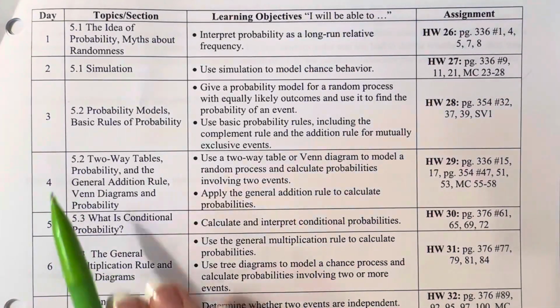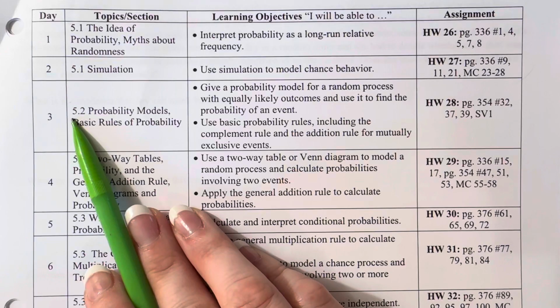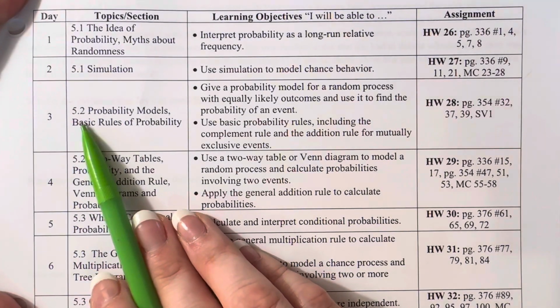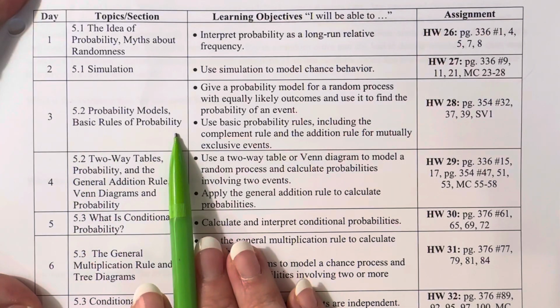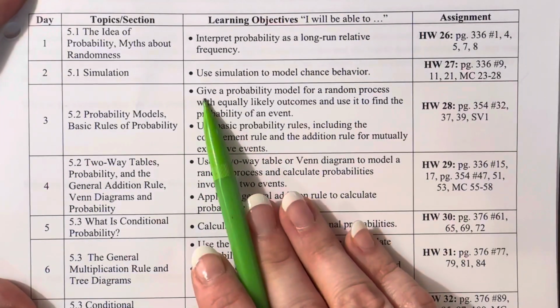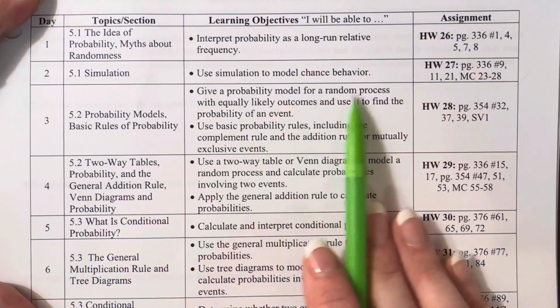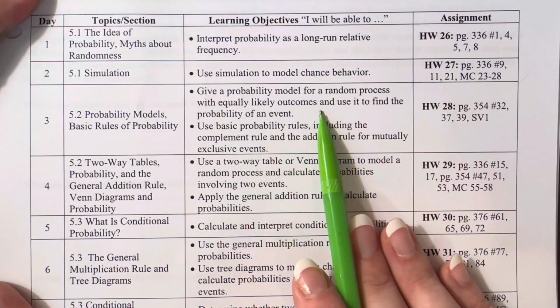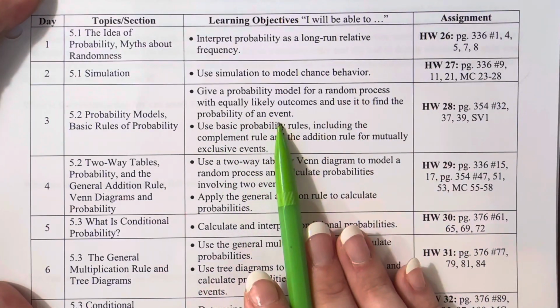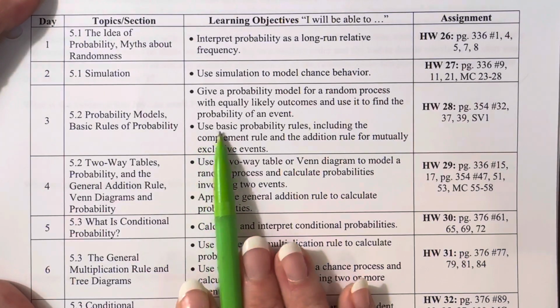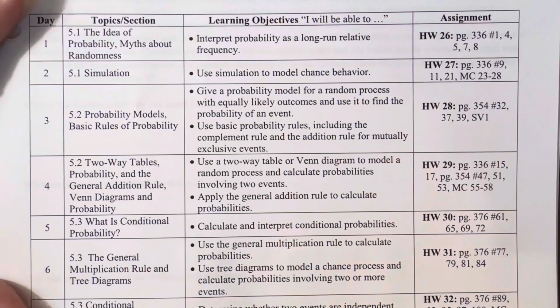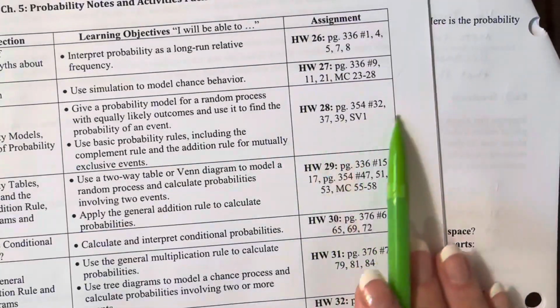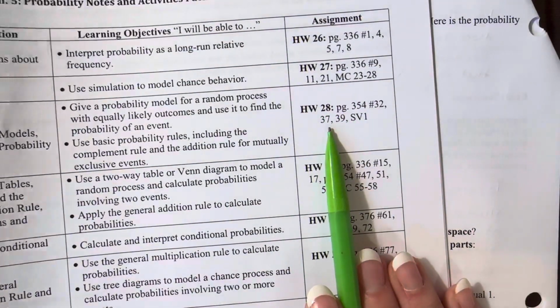We are still in Chapter 5, and now we are moving on to Section 5.2. This will be the first day of 5.2, and we'll be looking at probability models and basic rules of probability. By the end of this lesson, you will be able to give a probability model for a random process with equally likely outcomes and use it to find the probability of an event. You will also be able to use basic probability rules, including the complement rule and the addition rule for mutually exclusive events. At the end of this, try this assignment.